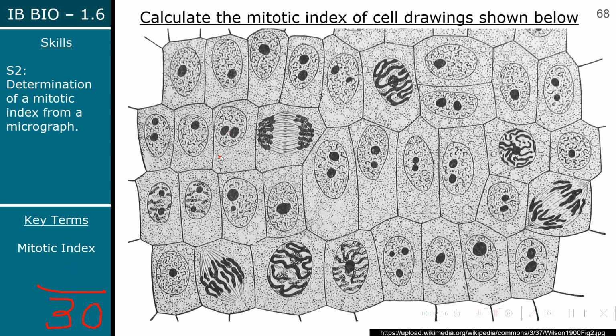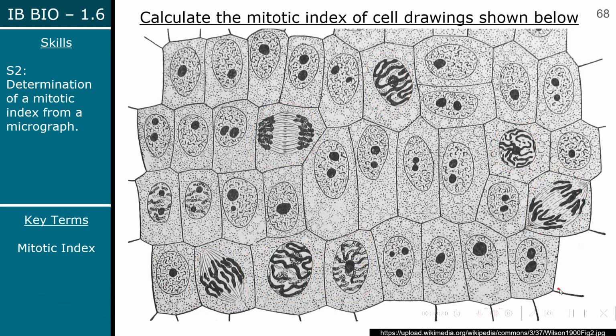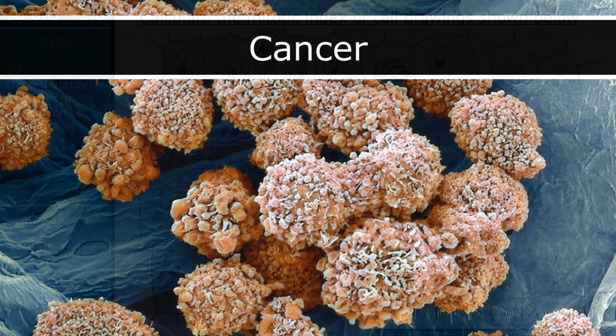Then for this numerator, I want to calculate how many cells are in some phase of mitosis. So this looks like an anaphase to me, so that would be 1. This one looks like a prophase 2, prophase 3, anaphase 4, some kind of prophase 5, prophase 6, metaphase 7. So I would say, okay, well, it's 7 divided by 30 would give me my percentage, right? So it's whatever percentage that is. So that would be my mitotic index. So that's how you calculate those.